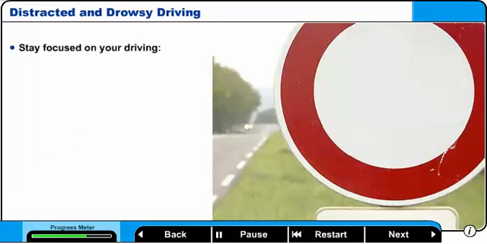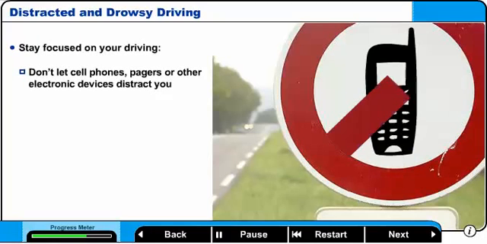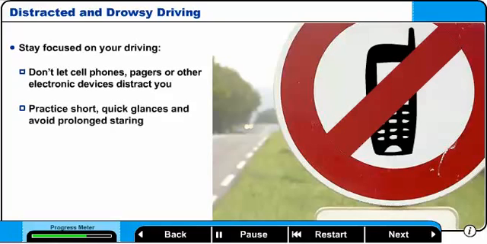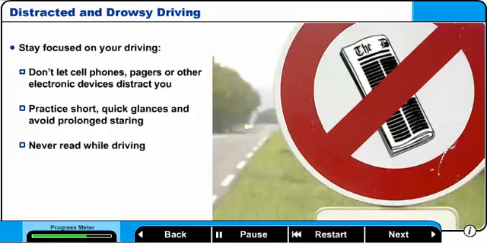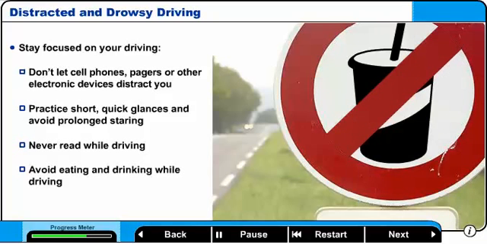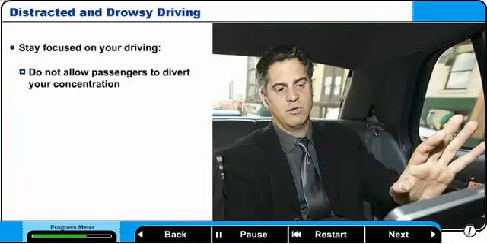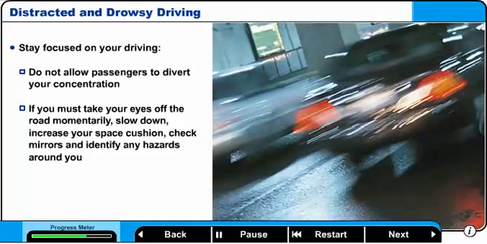Stay focused on your driving. Don't let cell phones, pagers, or other electronic devices distract you. Practice short, quick glances and avoid prolonged staring. Never read while driving. Avoid eating and drinking while driving. Do not allow passengers, especially children, to divert your concentration. If you must take your eyes off the road momentarily, slow down, increase your space cushion, check mirrors, and identify any hazards around you. Focus on driving and stay alert. Don't be a drowsy driver.